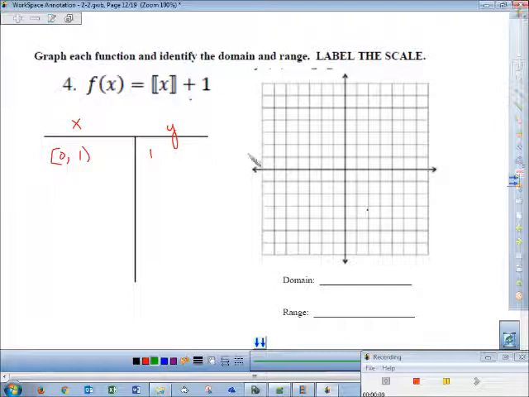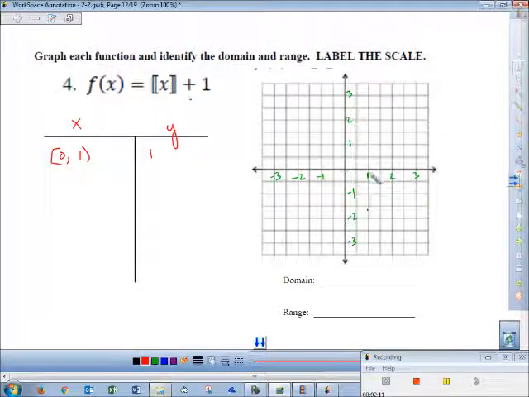So I'm just going to make a little scale here. They want us to label the scale. On the x-axis, let's skip every other one and go by halves. So there's 1, 2, 3. Do that on the negative side, -1, -2, -3. Do that on the y scale too. Just go 1, 2, 3, every other one, -1, -2, -3. And let's graph this first step right here, because this is a step function from 0 to 1.